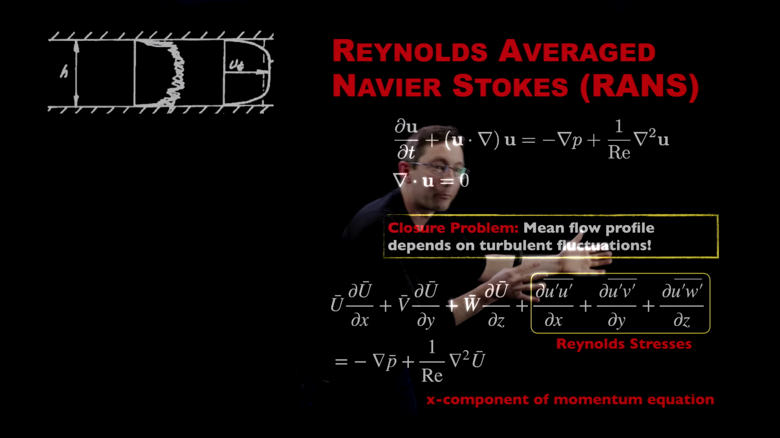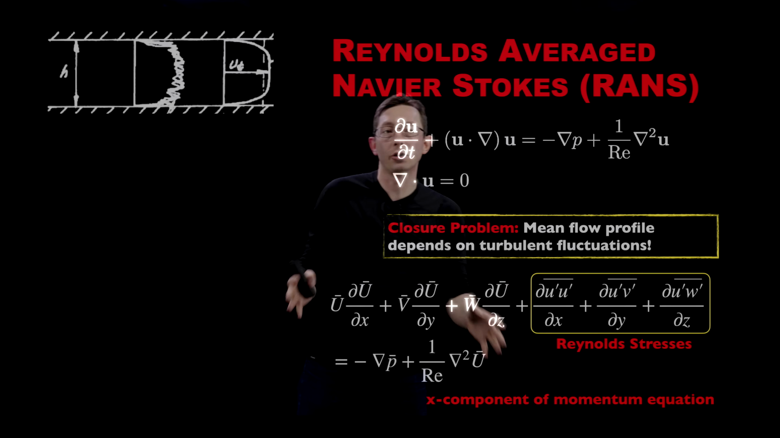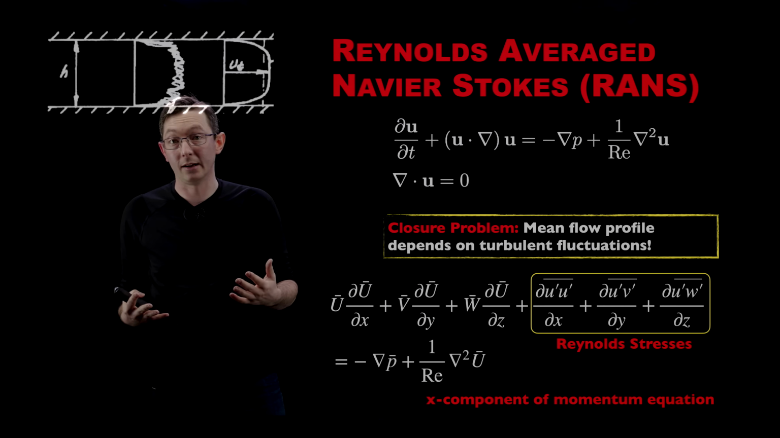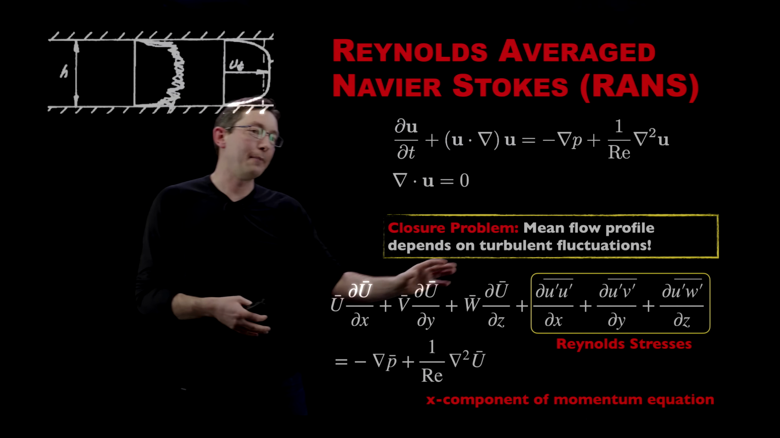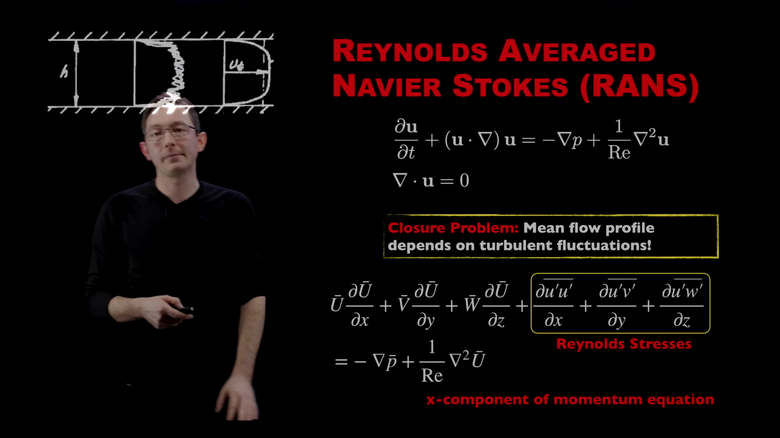And so we're going to approximate these in terms of larger bulk variables that we do want to model and to measure. Okay, and so that's the closure problem for RANS.